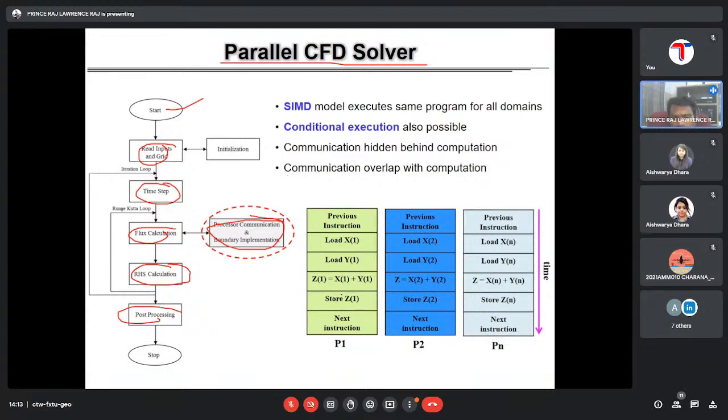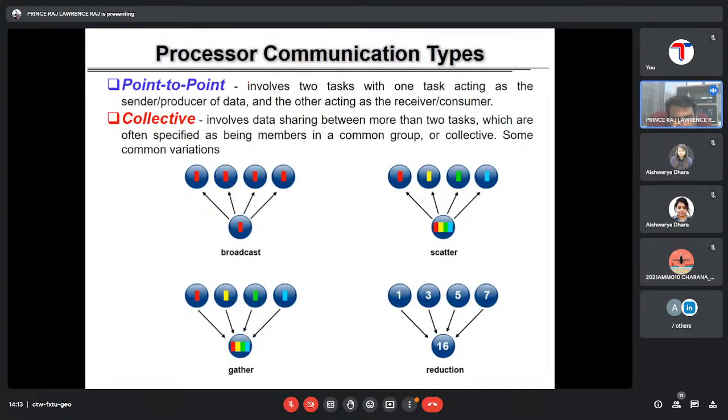So this is processor number one, processor number two. As you see here, X is different, X1, but here it is X2, Xn, which means some data is different. That data needs to be given separately. Then come your processor communication types.